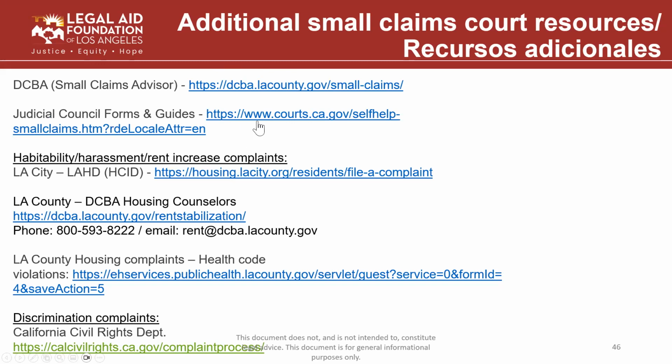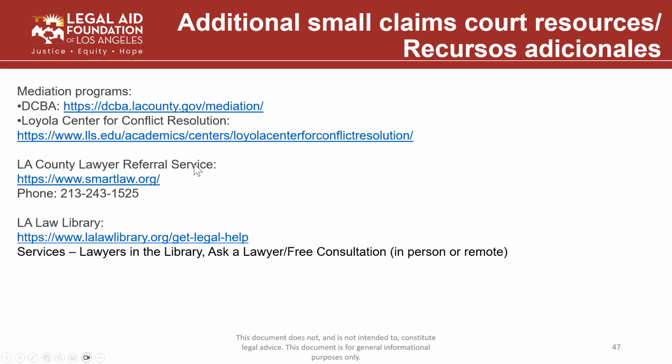You can access all the small claims court forms for free online through the California Judicial Council website, and the link for that is here. It's located at courts.ca.gov. If you're interested in looking at other resources outside of small claims court, DCBA also runs a mediation program, so you can check that out at their website as well.